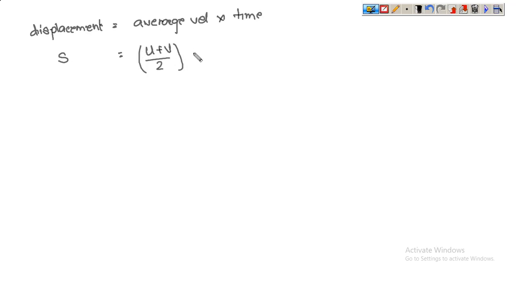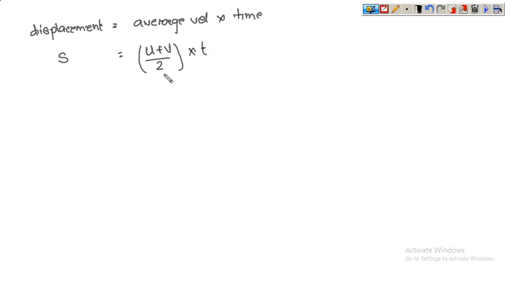Now, displacement can be written as average velocity into time. So displacement is written by s, and average velocity is u plus v by 2, final plus initial by 2, multiplied by time.